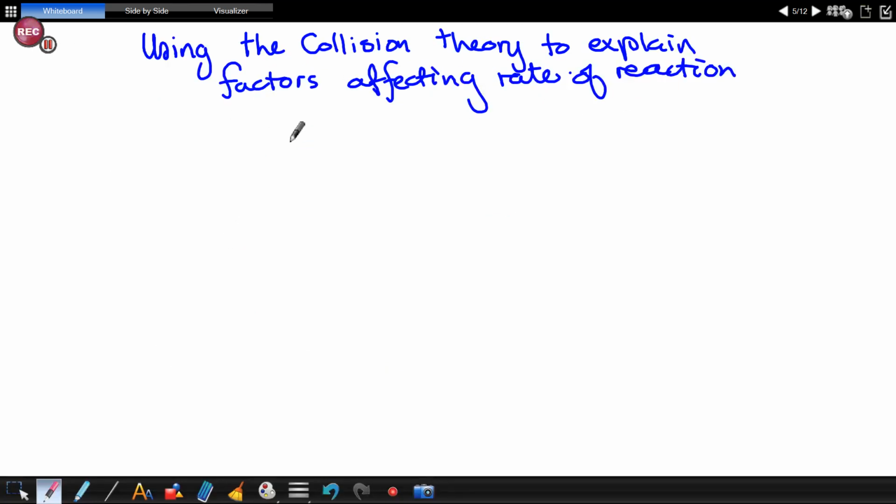So we want to use the collision theory to explain the factors that affect the rate of reactions. I've got it all written out on the slides, so you could write it from there. What is the collision theory saying? A reaction will only take place if the particles collide. There must be collisions with sufficient energy and with the correct orientation to cause a rearrangement of atoms.